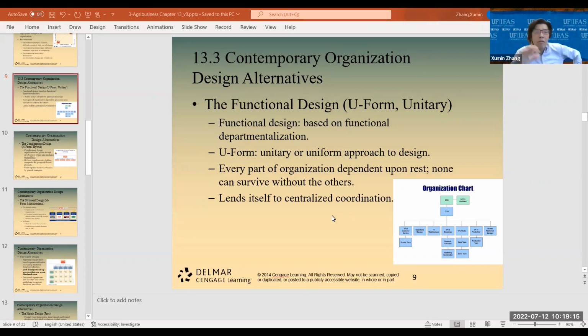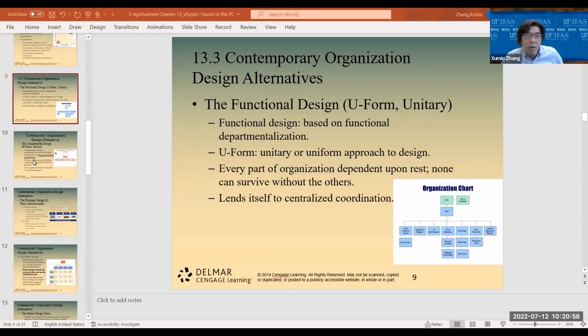There are several alternatives. The first one is the functional design, or they call this unitary, U form. Straightforward, simple, and I have to say this is very common. Once you join a company, you will see the structure. They call this based on the functional departments, right? So you will have operation, marketing, accounting, IT, IM, and HR. There are pros and cons. First of all, it is simple and very straightforward.